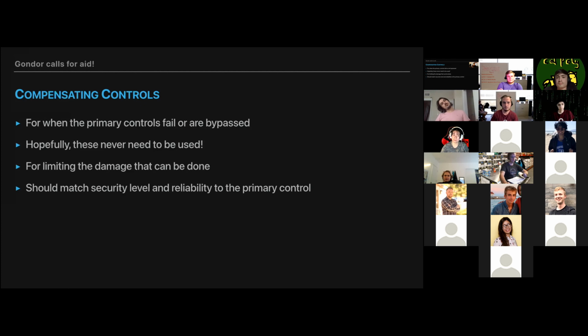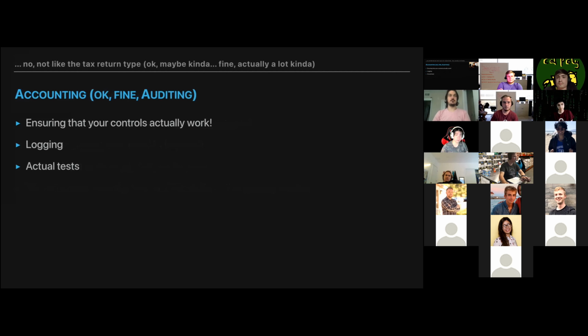So now we have the idea of controls and compensating controls, but how do you know that they actually work? And that leads me to accounting. Okay, fine. Auditing, fine. This is basically making sure that your controls are actually doing things, right? So how do you do that?